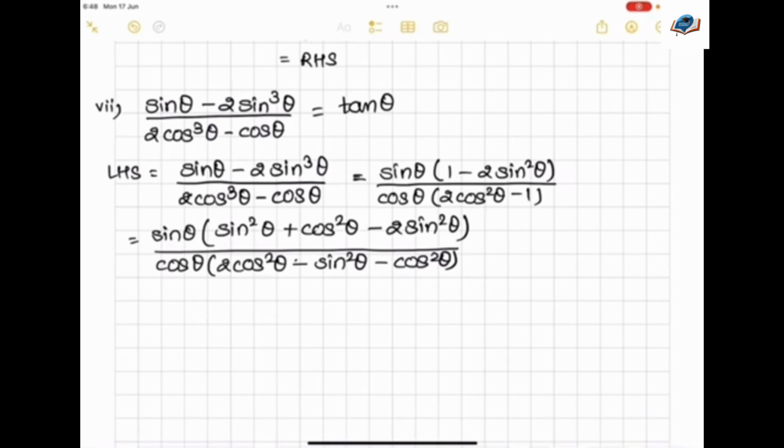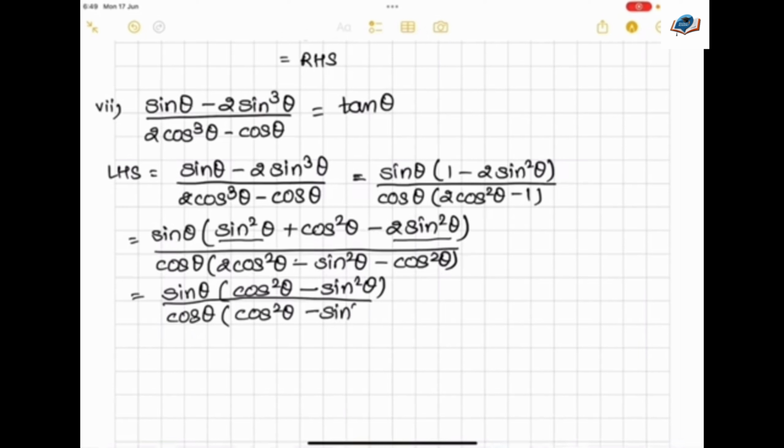Instead of 1, I have written sin square theta plus cos square theta. Now, moving ahead, sin square theta and 2 sin square theta, so that will be cos square theta minus sin square theta. Now, in the denominator also, cos theta into 2 cos square theta minus cos square theta will be cos square theta. So cos square theta minus sin square theta. Now cos square theta minus sin square theta will get cancelled. So that is equal to sin theta upon cos theta, which is equal to tan theta, which is equal to RHS.